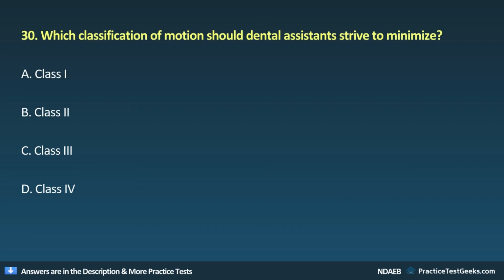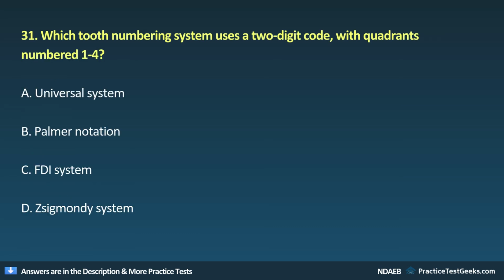A. Class 1. B. Class 2. C. Class 3. D. Class 4. 31. Which tooth numbering system uses a 2-digit code with quadrants numbered 1 to 4? A. Universal system. B. Palmer notation.